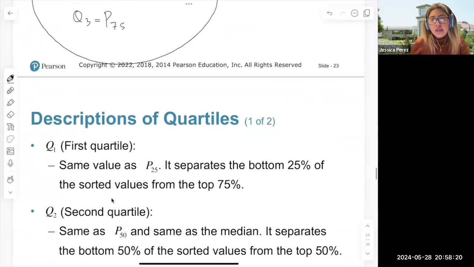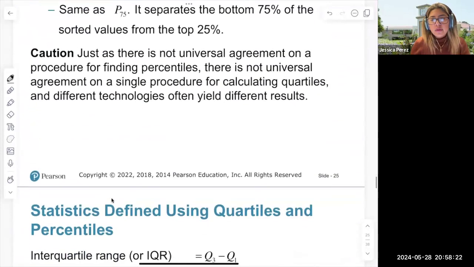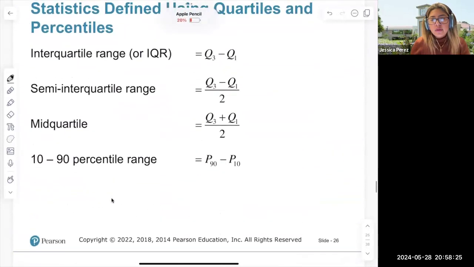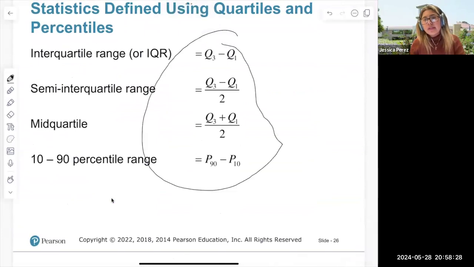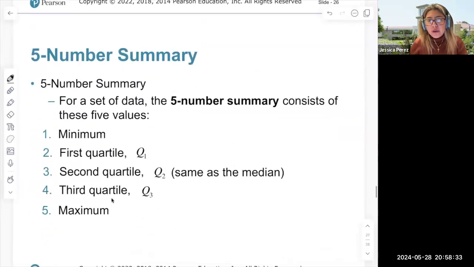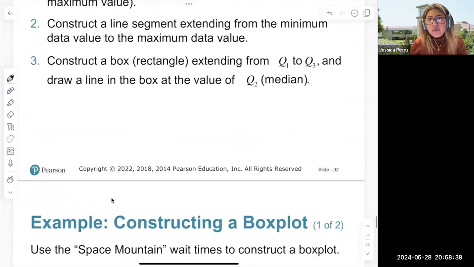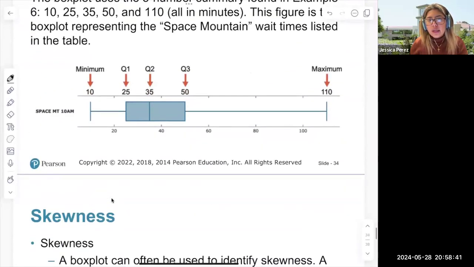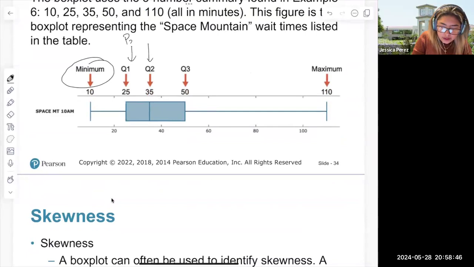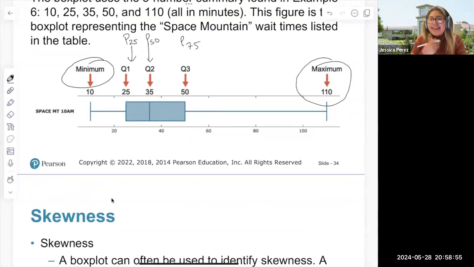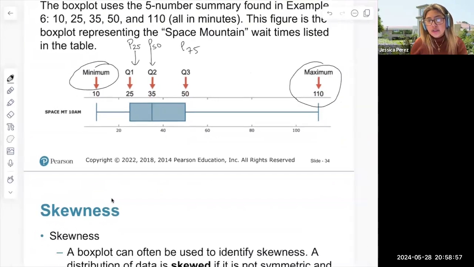Okay, so there it is. Quartile 1, quartile 2, quartile 3. And the last part is just some formulas: Q3 minus Q1, and Q3 minus Q1 over 2. Then the last part is creating the box plot. The box plot starts with the minimum value, quartile 1, quartile 2, quartile 3, so P25, P50, P75, and then the maximum. And that's the end of the section for you.